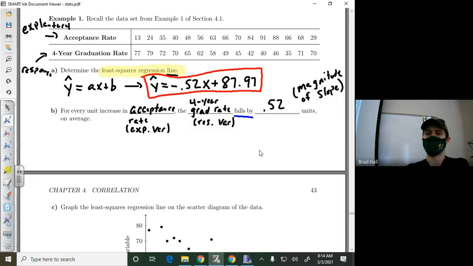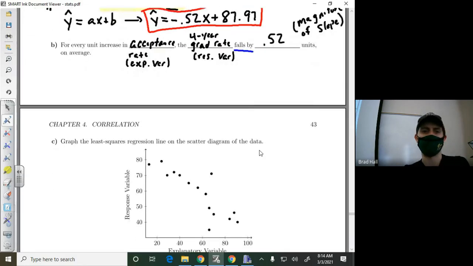So now we have a line, and now we have a little bit of interpretation, mainly of the slope of this regression line, which is A, which tells us about the rate of change. And from here, we can go ahead and graph the least squares regression line. Now, if you are given this on the homework, they will just make this a multiple choice thing.